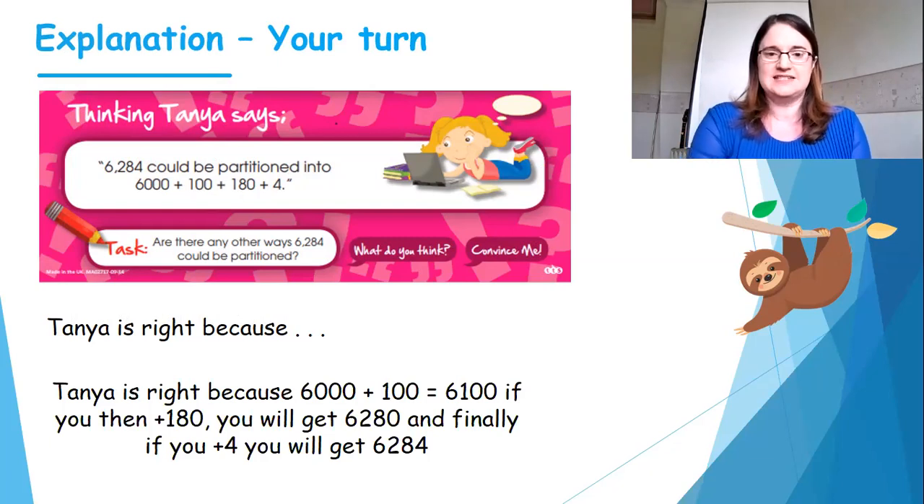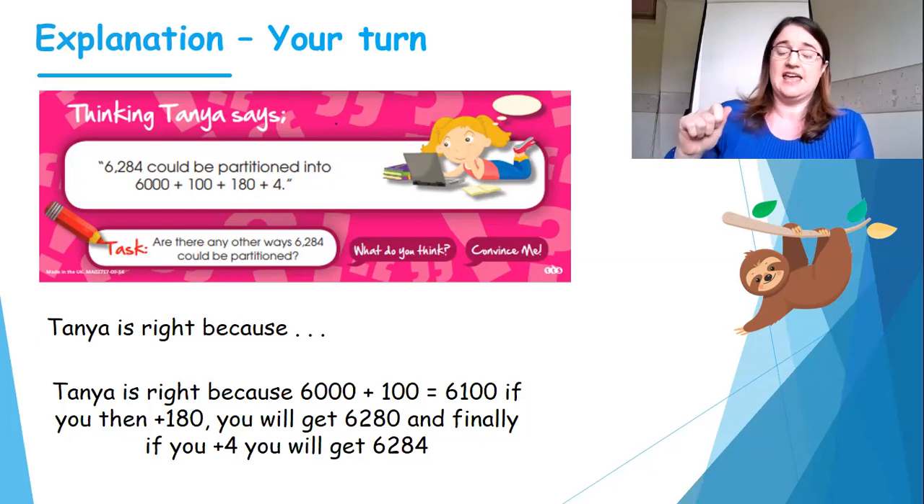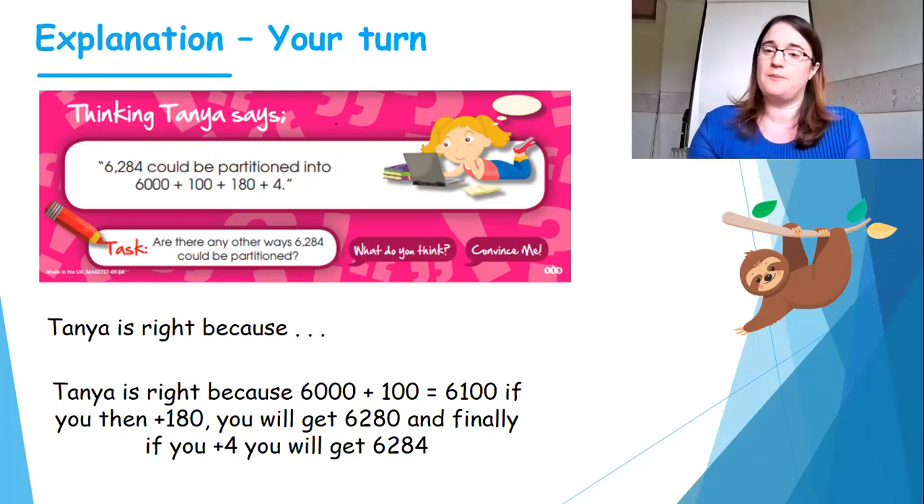Tanya is right because 6,000 add 100 equals 6,100. If we then add 180, you will get 6,280. And finally, if you add 4, you will get 6,284. So all those parts go back together and they do make 6,284. So if you've got it all right, give it a tick. If there's any changes that need to be made, use your other colour pencil and see if you can correct them now, okay? If you've got it completely wrong, it's fine just to copy my explanation because you're going to need it again in a minute for your next one.